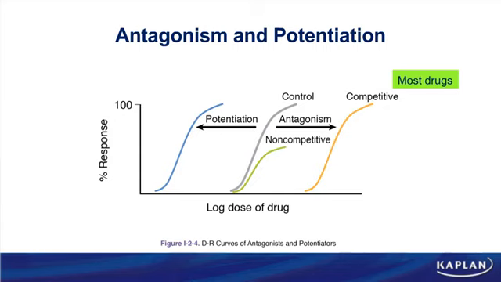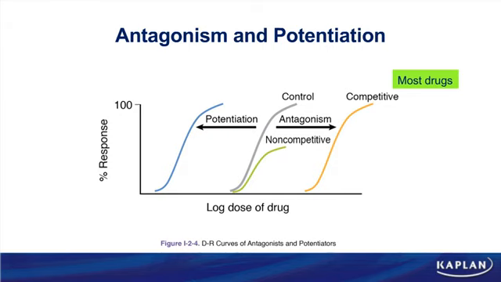This graph allows us to talk about the concept of competitive and non-competitive antagonism, and also to look at the concept of potentiation. If you look right in the middle of this graph, you see what's labeled as control. Well, the control in this case is actually the agonist drug. And on the x-axis, where it says log dose of the drug, we're actually plotting the log dose of the agonist. So when I look to the right and I see a competitive antagonist, keep in mind that most antagonists are in fact competitive.